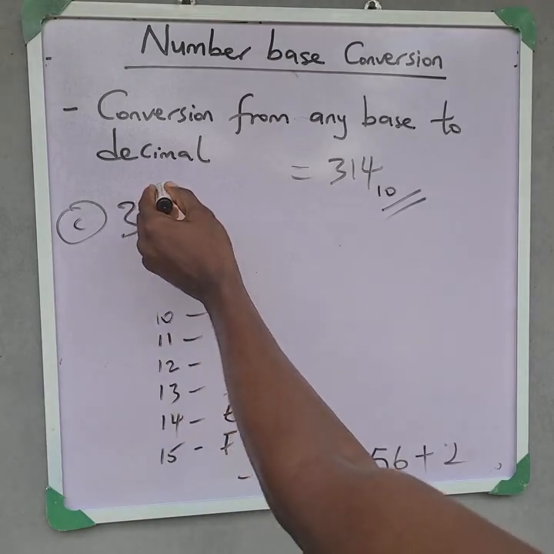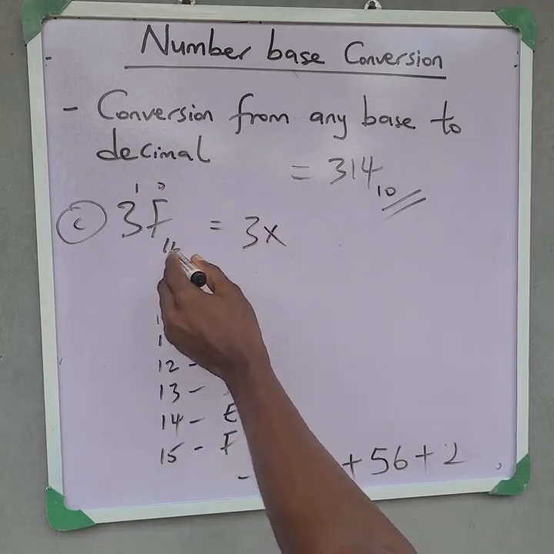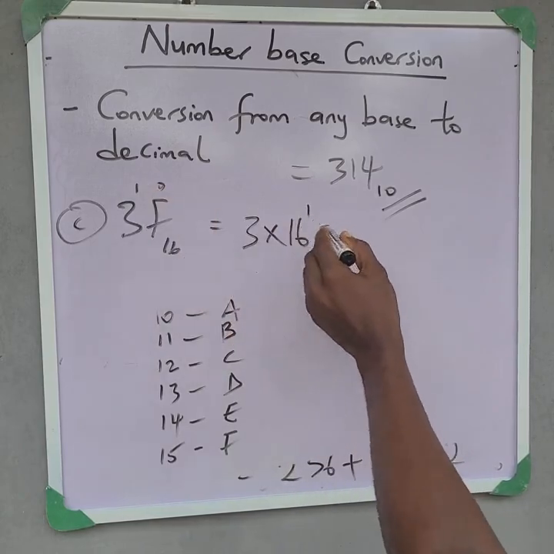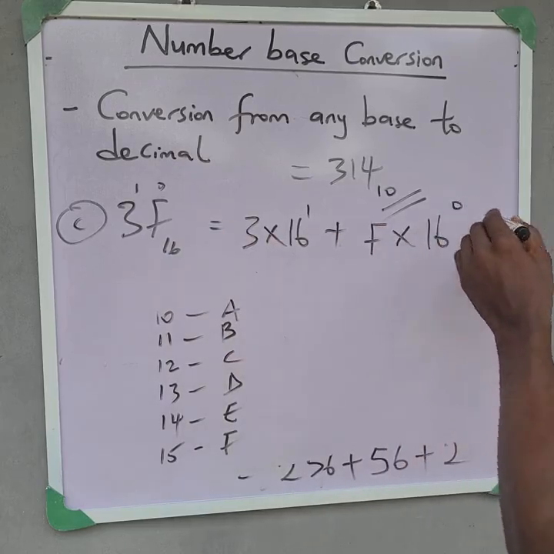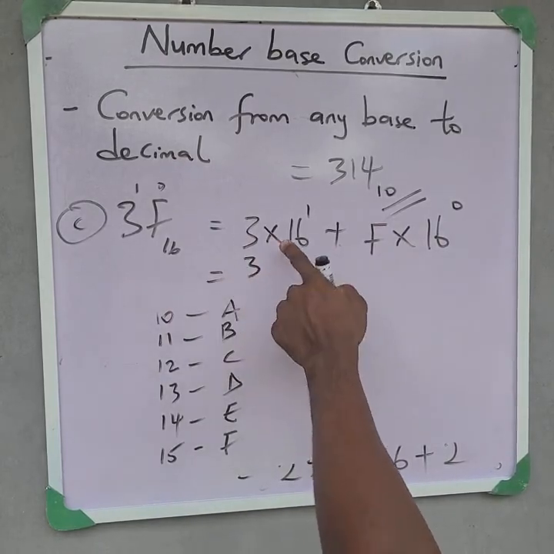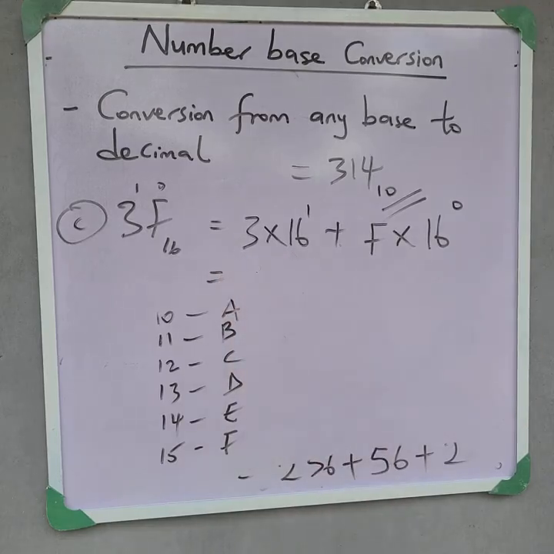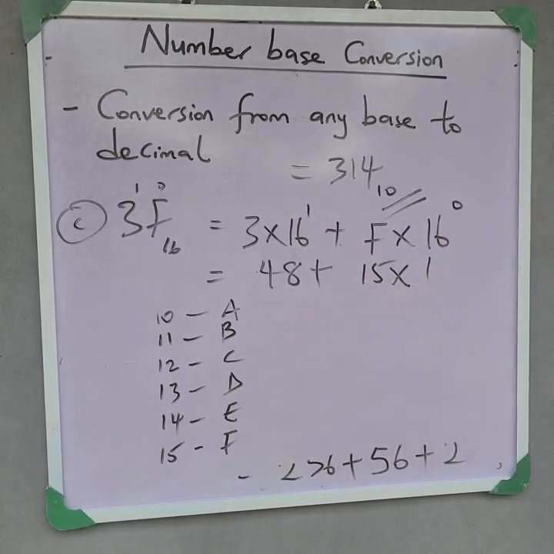All right, so if you want to solve this, you use the same pattern we've been using. You number here 0, 1. So this is equal to 3 times 16 raised to power 1 plus F times 16 raised to power 0. So this is equal to 3 times 16, which is 48. You write 48 plus, this is F. And what is our F? 15. So you write 15 times 16 raised to power 0, which is 1, because anything raised to power 0 is 1.